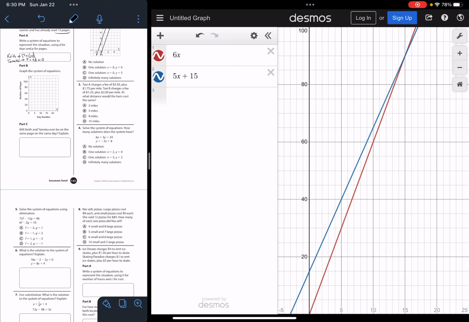So for the one that's on the computer, whenever you take the computer version of the test, this is what you would need to click on, or at least go to Desmos, graph the two equations that you have, and whichever one looks like your graph, that's the one you need to click on your test.